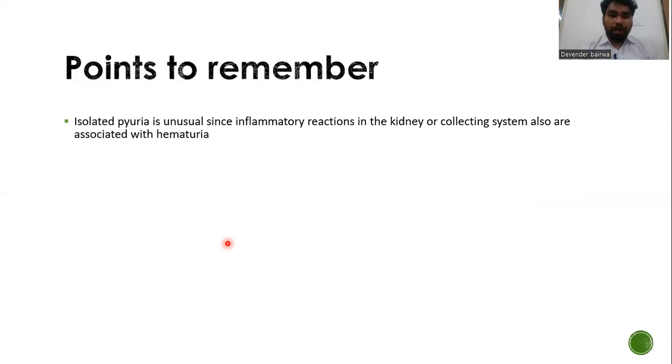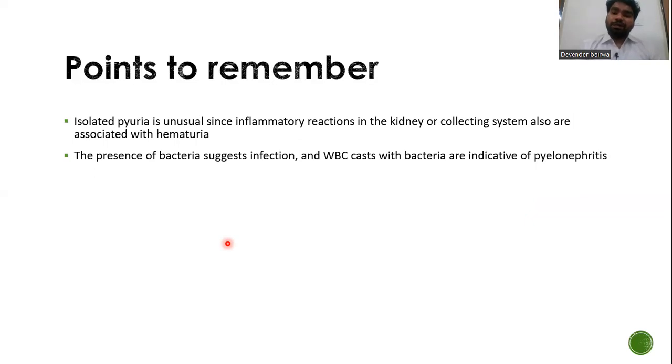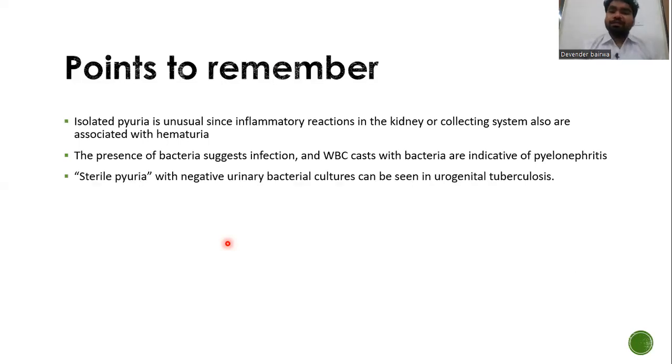So pyuria is generally seen along with the hematuria. If suppose somebody is having pyuria and there is presence of lots of bacteria in urine, then you can think about pyelonephritis. Sterile pyuria means when you are having pyuria in urine, pus cells are there, but you are not able to culture any organism.